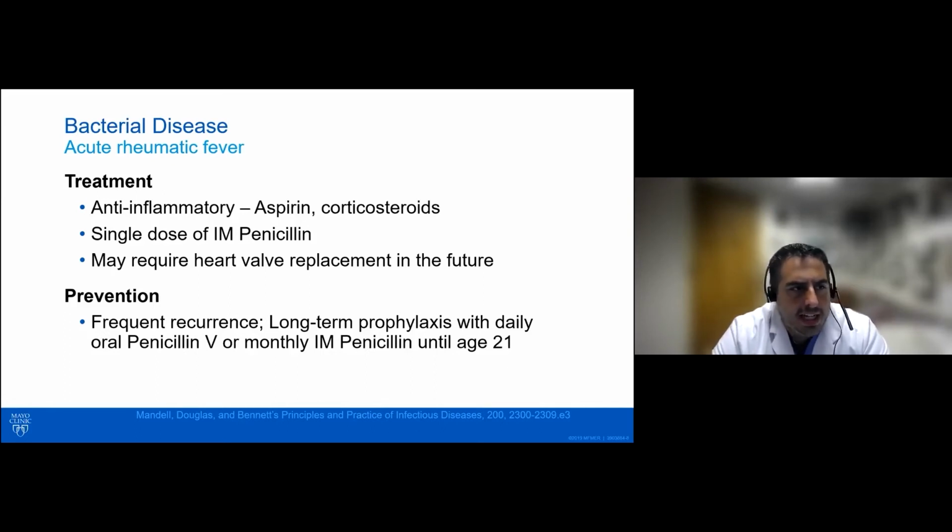Once they get acute rheumatic fever, it can recur after you give them the penicillin and the anti-inflammatories. So what we end up doing is, as I mentioned, usually this occurs in children, so we'll place that patient on daily oral penicillin or monthly intramuscular penicillin until the age of 21.